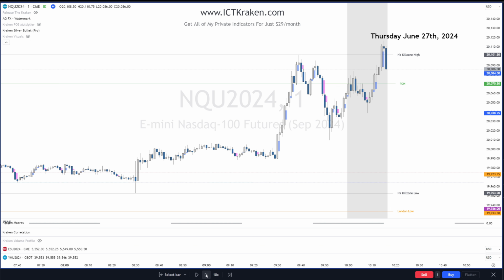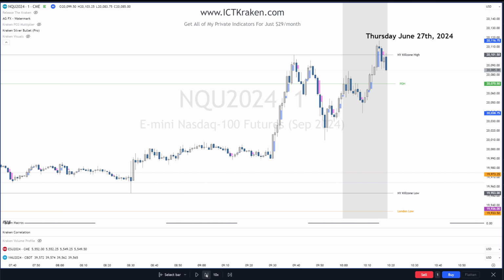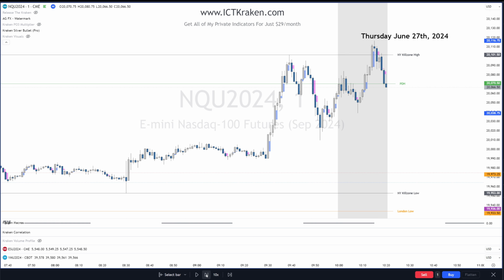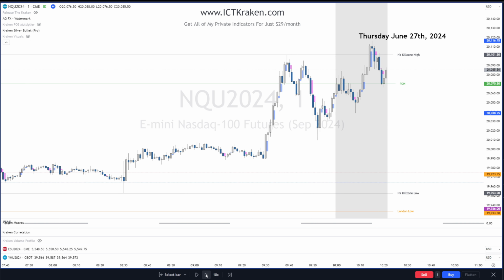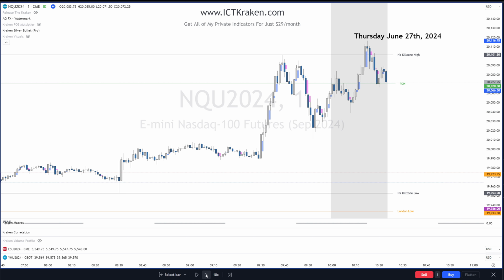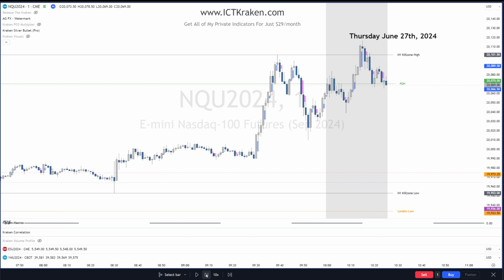So now let's see what we have here. We don't have SMT with anything at the moment, and I don't like it when we don't have SMT on reversals. Even when we have market structure shifts, I want to see SMT. So until I have SMT, I'm not touching it. I've been burned. Backtest it. Don't trust me, just backtest it. If you see a reversal without SMT, see how it plays out.